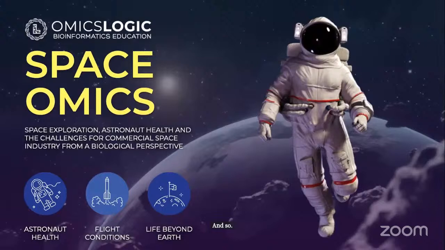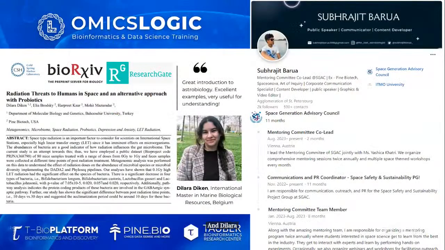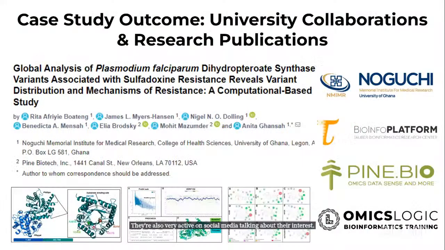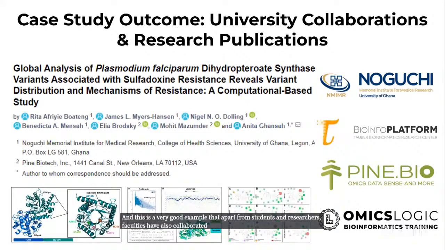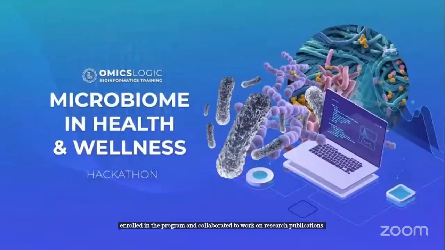Now, as I mentioned, space omics and astrobiology is also one of the popular fields amongst the participants. And Dilara Daikin was one of the students, as well as Subhrajit. They are also very active on social media, talking about their interest. And this is a very good example that apart from students and researchers, faculties have also enrolled in the program and collaborated to work on research publications as a university collaboration.